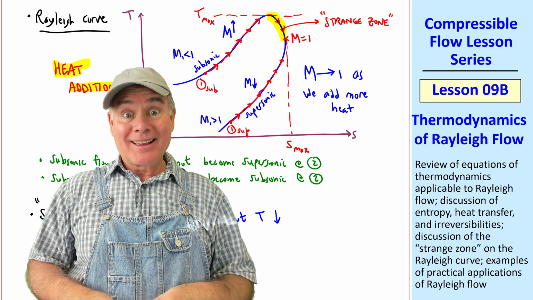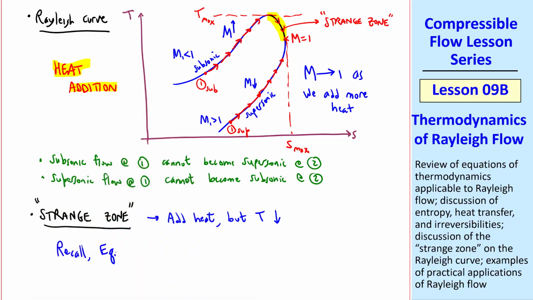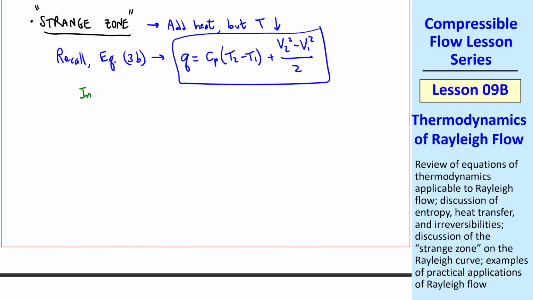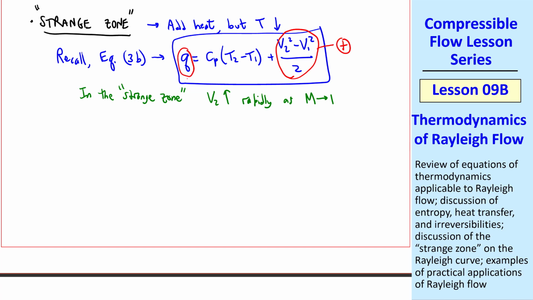Well, it is true, and the way I'll explain it is that if you recall equation 3b, the energy equation was Q equals Cp (T2 minus T1) plus (V2 squared minus V1 squared) over 2. It turns out that in the strange zone, V2 increases rapidly as the Mach number approaches sonic conditions, and V1 is just a constant, so this term is always positive. And we're talking about adding heat, so this term is also positive.